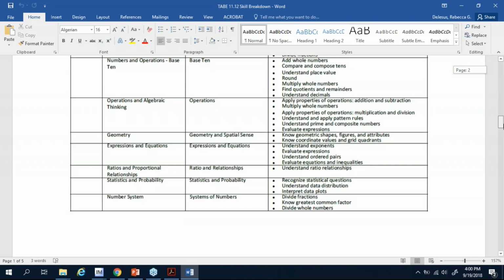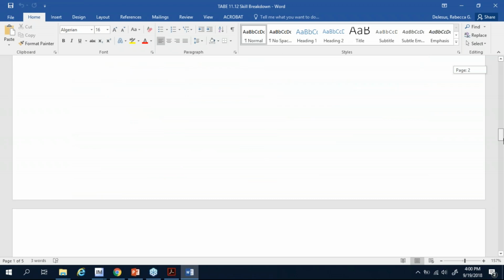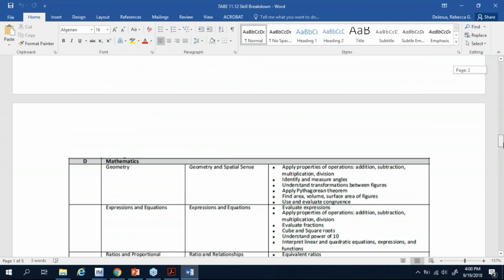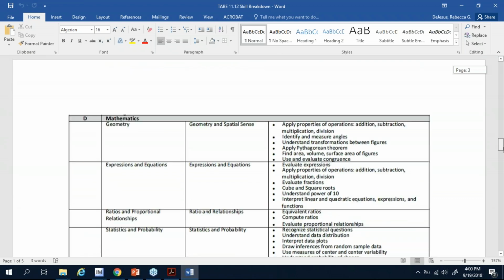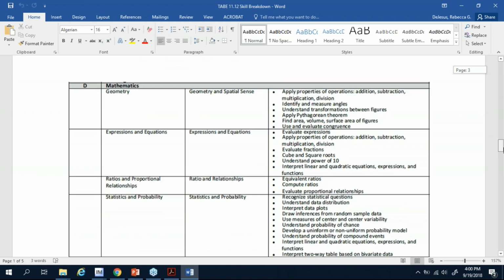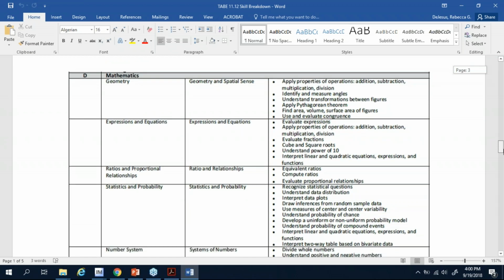So if you really had no idea what kind of math to teach to help your students gain the foundational skills that they need for the GED, this is going to give you a real good idea, because it basically has a breakdown of the adult education math, basically. So this skill breakdown is a good resource.